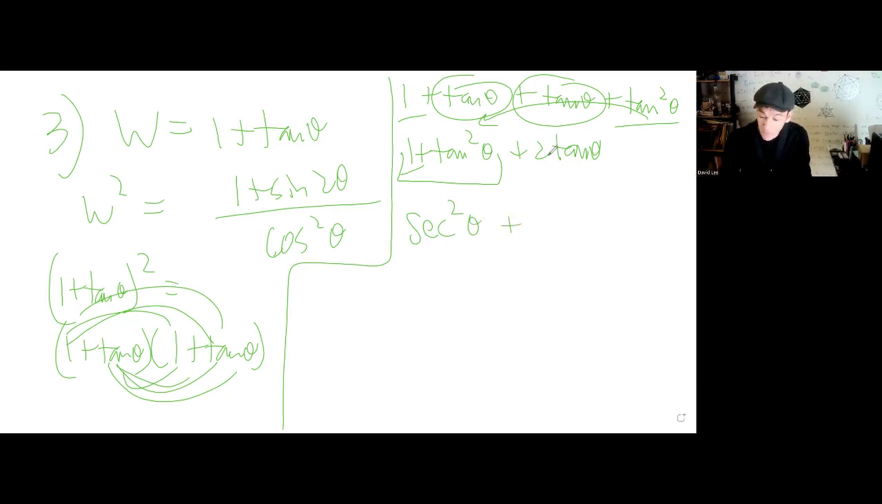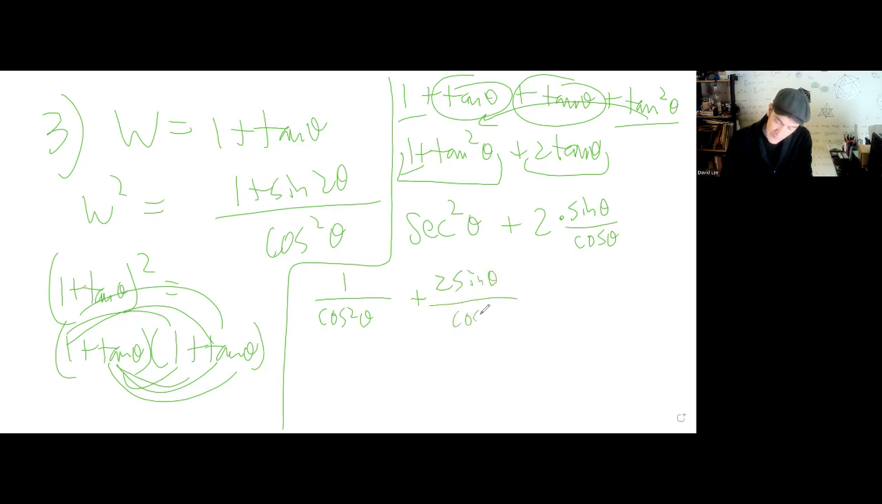Plus, well, this has to stay the same, 2 tangent. And tangent is sine over cosine. That's what tangent is. Secant squared I write as 1 over cosine squared. All right, you with me so far? Secant squared is 1 over cosine squared. 2 times sine over cosine is 2 sine over cosine, because 2 has a 1 beneath it.